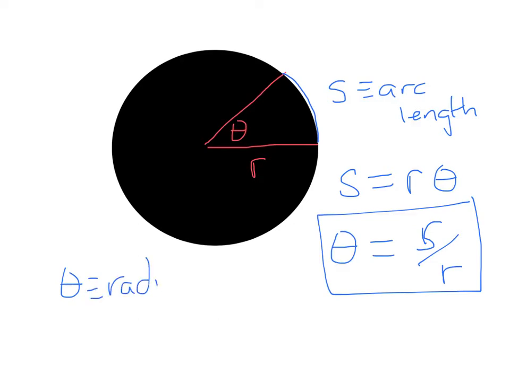We discussed what a radian was yesterday in class, and everyone was comfortable with that. So keep that in mind. Theta is equal to S over R. I'm going to come back to that relationship very soon. All right, now, new slide.